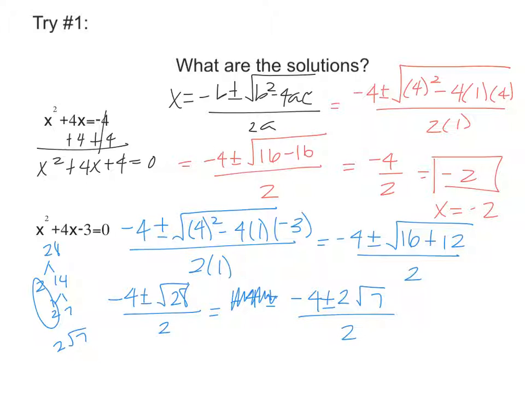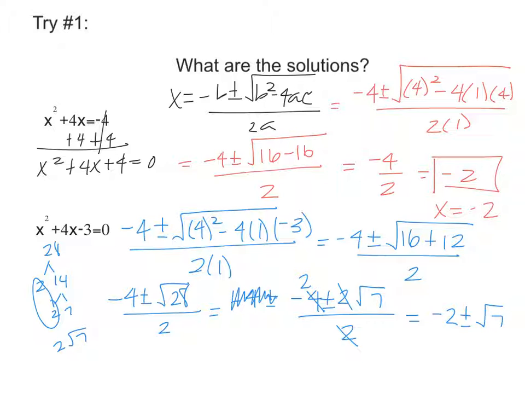Now that works out very nicely because 2 actually does go into both numbers at the top. 2 cannot reduce the radicand, but it can reduce the number in front of the radicand. So I can reduce negative 4 by 2 to get negative 2, and the 2 by 2 to make that 1. So our final answer here will be negative 2 plus or minus the square root of 7.